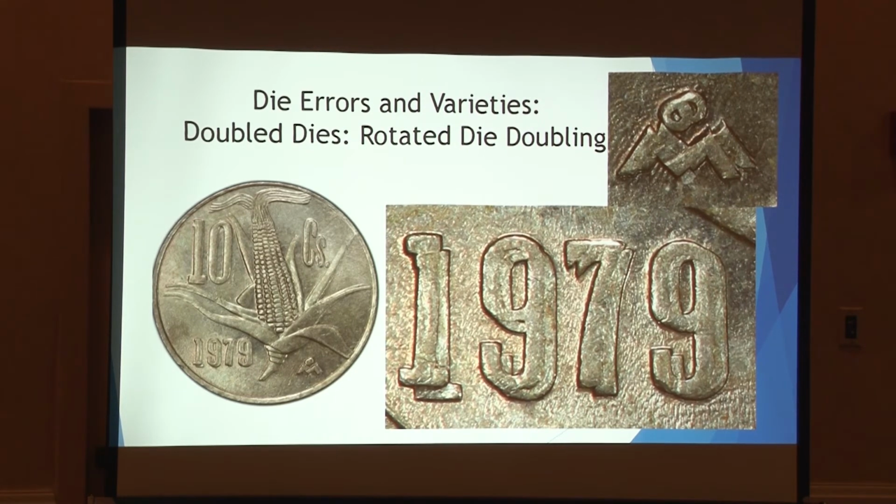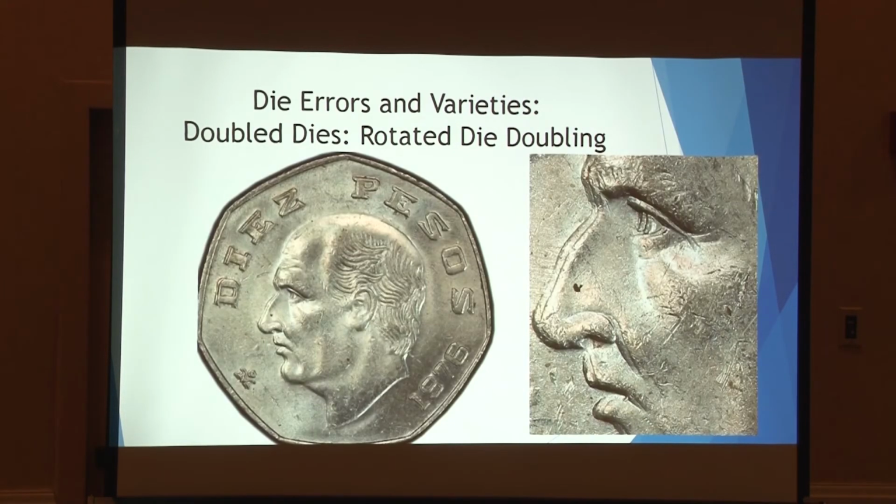One of the more common ones, which is usually more dramatic, is a rotated die doubling. What happens is the die is hubbed, and then the die is rotated and hubbed again. So you see everything on the coin goes in a certain direction, one way or the other, and you see the doubling goes in a certain direction. That's a rotated die doubling. And these can be very, very strong, and they can be very weak, depending on how much that die was rotated when it was double impressed.